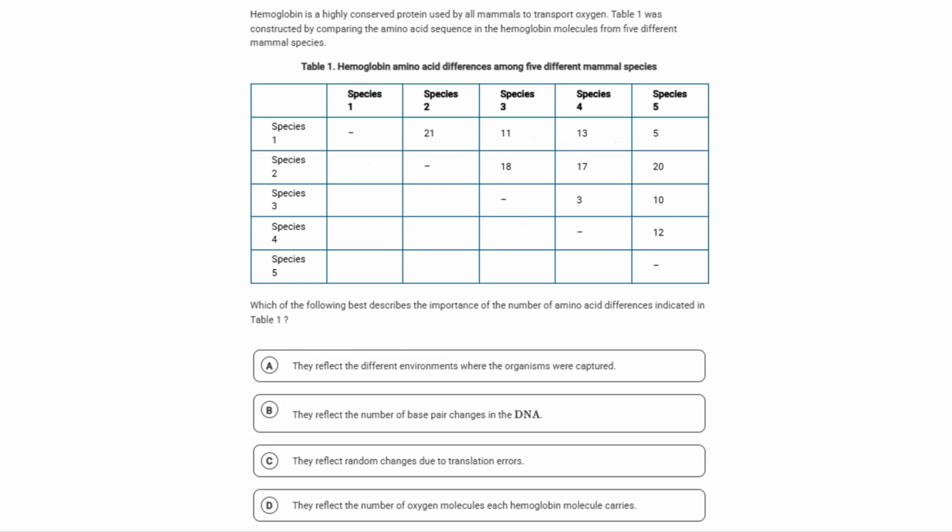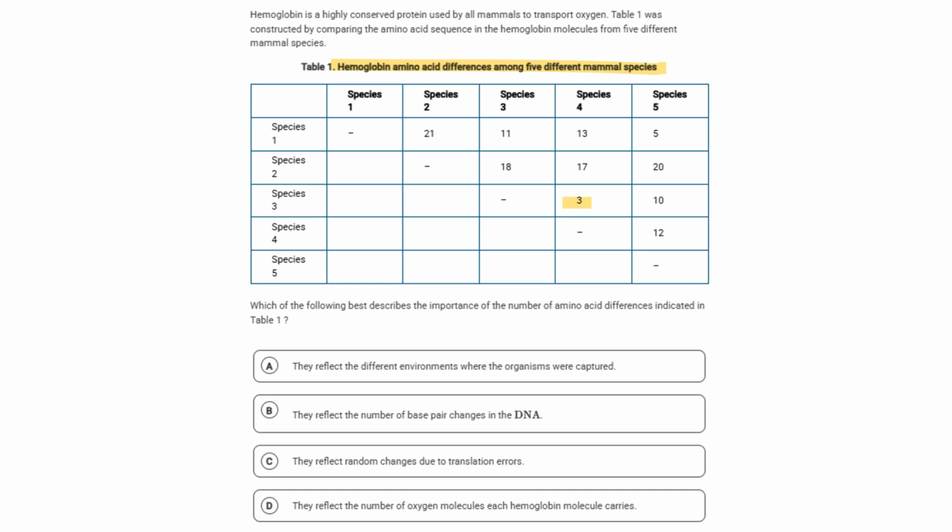Another one. Hemoglobin is highly conserved, which means it hasn't changed very much through history because it's necessary for this common lineage. It's a protein used by all mammals to transport oxygen. Table 1 was constructed by comparing the amino acid sequence in the hemoglobin molecules from 5 different mammal species. All right, so you have to think about what they're giving you. What are they giving me? Hemoglobin amino acid differences among 5 different mammal species. So we know they're related.